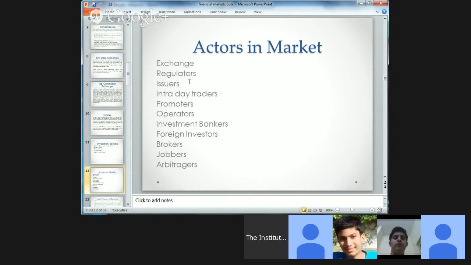Then you have investment bankers who take your pension funds and investment funds and salaries. They try to maximize it, they get into investment operations, and they have some big clients or industrialists with premium accounts, and they try to pay a better interest.